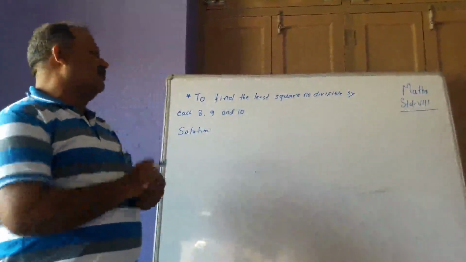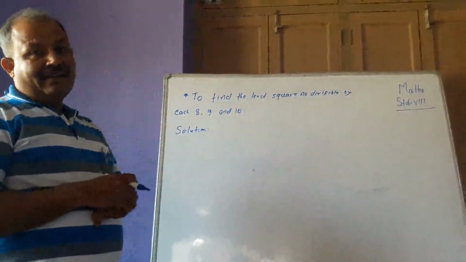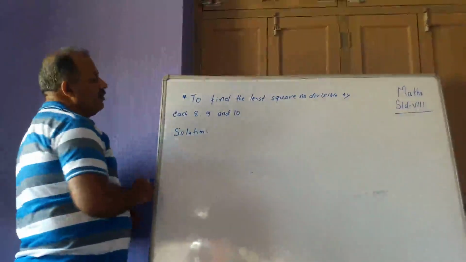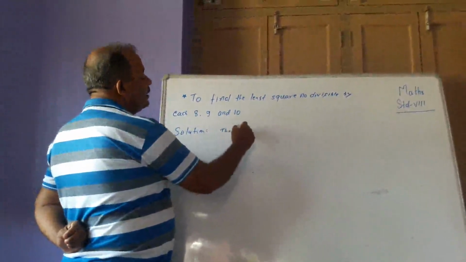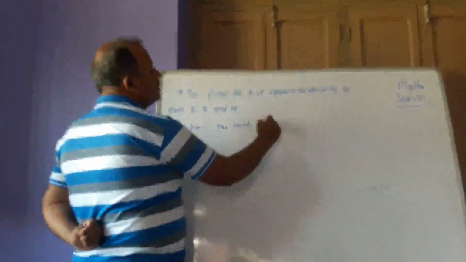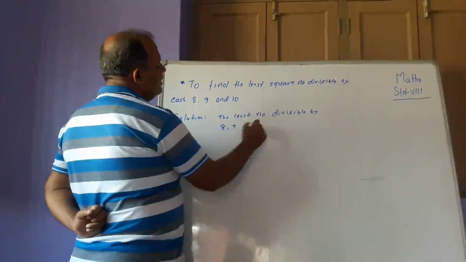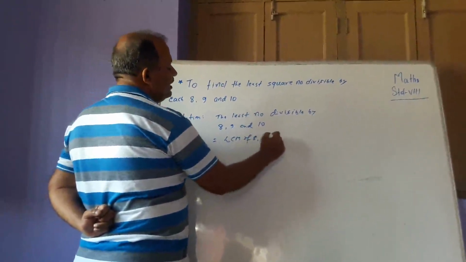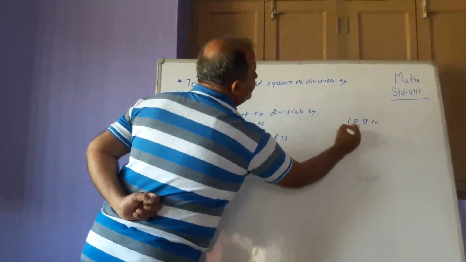to search the smallest number which must be divisible by 8, 9 and 10, and it should be a perfect square. For this purpose, first of all we have to find the LCM of this number, that is, the least number divisible by 8, 9 and 10 is equal to the LCM of 8, 9 and 10. You know how to find the LCM.